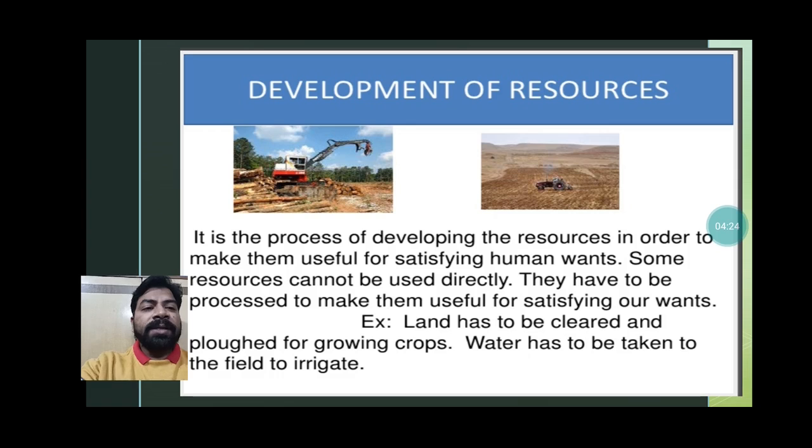You can see here land has to be cleared and plowed for growing crops. Water has to be taken to the field to irrigate. So if we directly want to just apply our work, it cannot be effective.